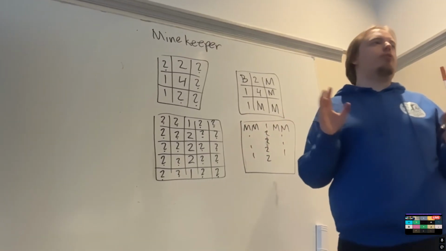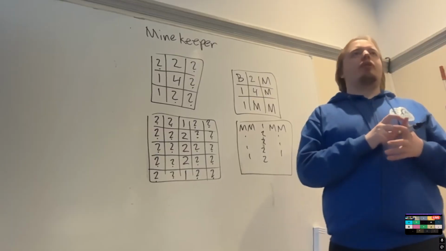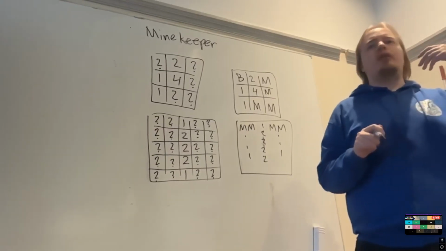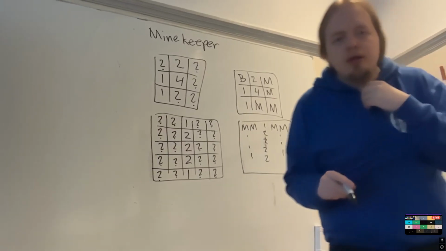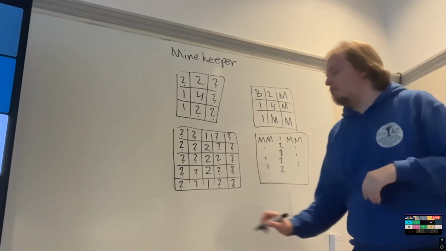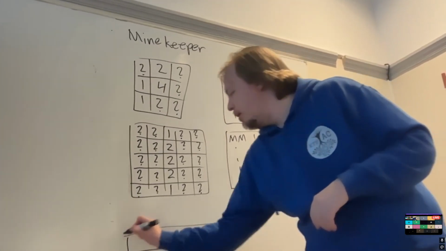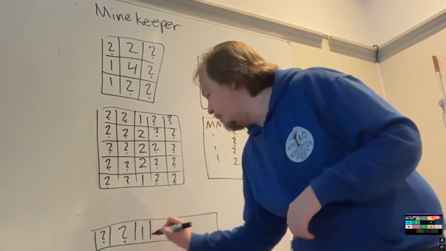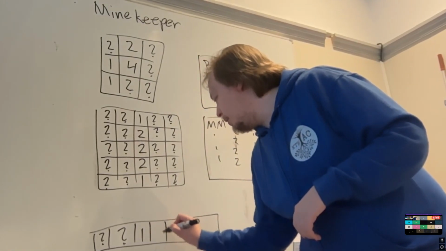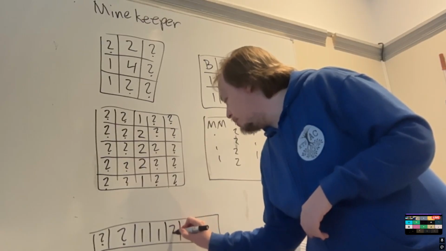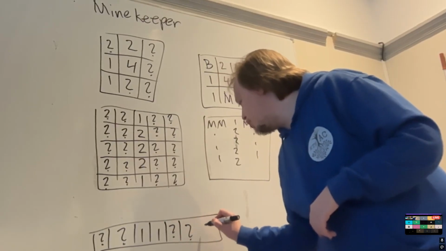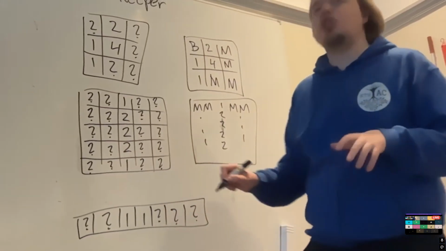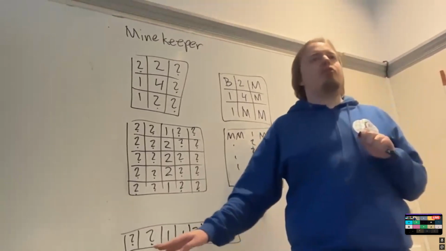So now the question is, what do you do? And the way I like to think about this is, suppose this was just a one-dimensional game. Suppose you had this kind of thing where you had a question mark, maybe a 1, maybe another 1, maybe a question mark. Suppose you had this kind of one-dimensional grid here. How do you solve this?